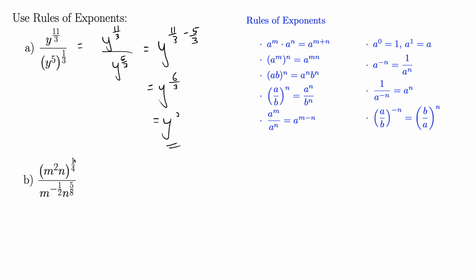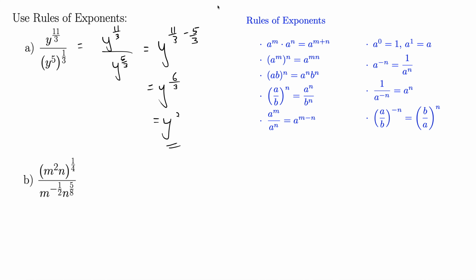Here we have m squared n, quantity to the 1/4 power, all over m to the negative 1/2 n to the 5/8. And really there's a lot of different ways you could go here, and as long as you follow these rules of exponents, they'll all give you the same correct answer. So just because you wouldn't do it exactly the way I would do it, doesn't mean your way is wrong for most cases. Okay, there's still mistakes to be made.